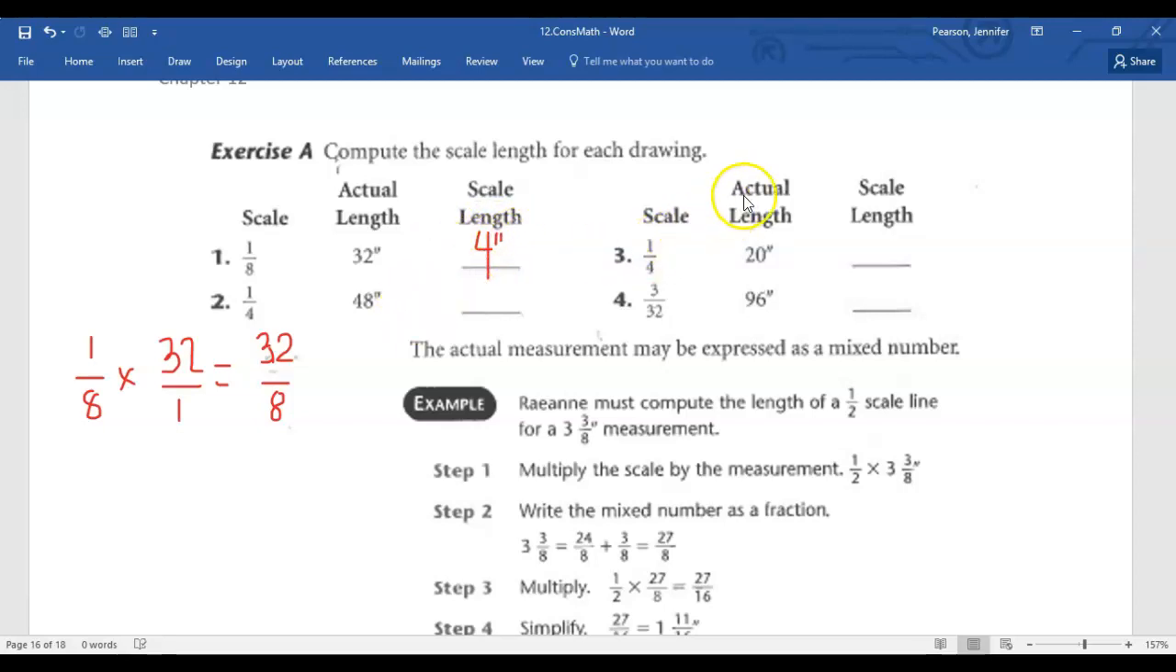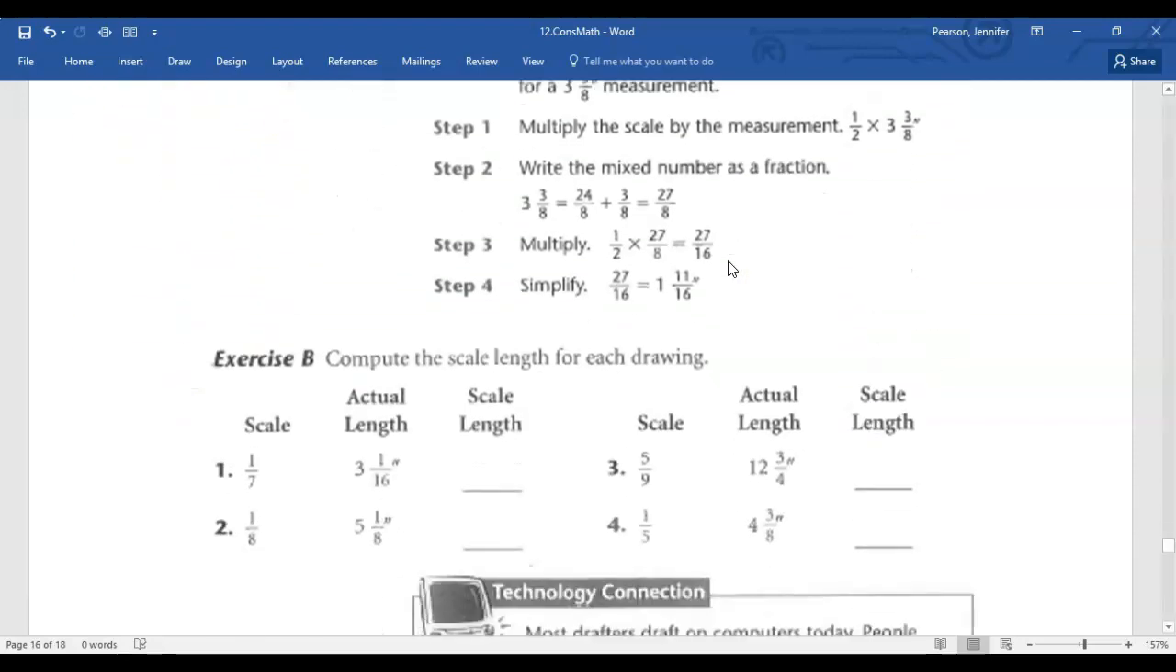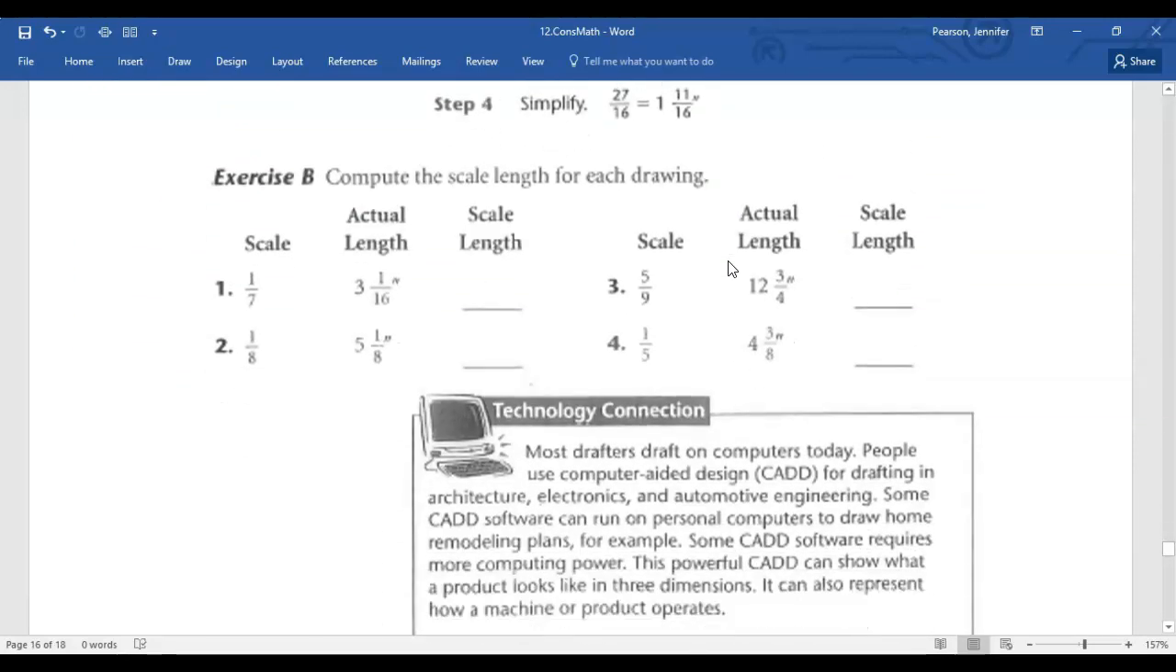This is the exact same process for the next 3 problems. If I go down to exercise B, we're going to do the exact same process again. We're going to be multiplying. The difference now is we have a fraction times a mixed number. So we're going to have to convert this mixed number into an improper fraction and then follow the same process.